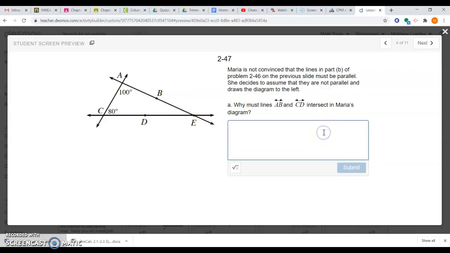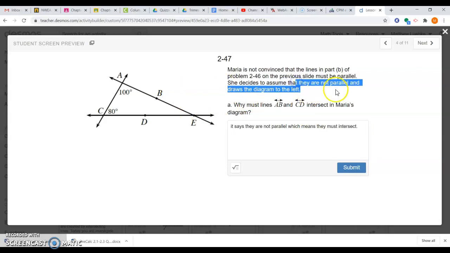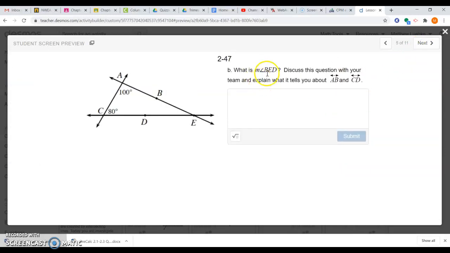So it says they are not parallel, which means they must intersect. I'm giving you that one because I don't really love that question. But really, if two lines are not parallel, they're going to intersect. Then it asks us, what is the measure of BED, this angle down here? We got to use the Triangle Sum Theorem and explain what that tells us about AB and BC.